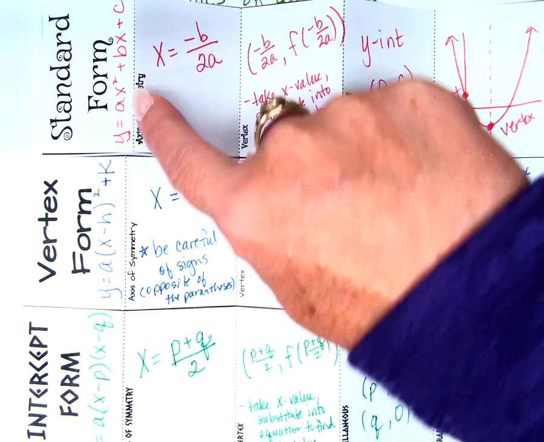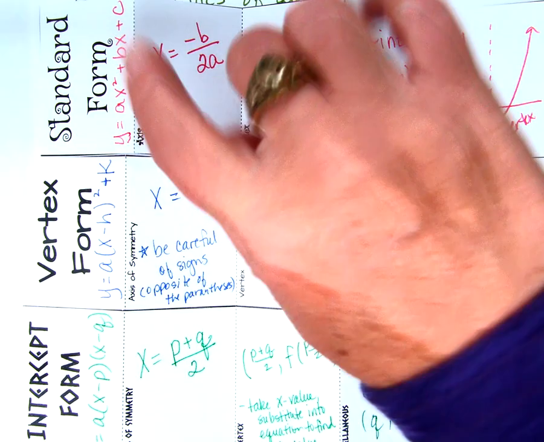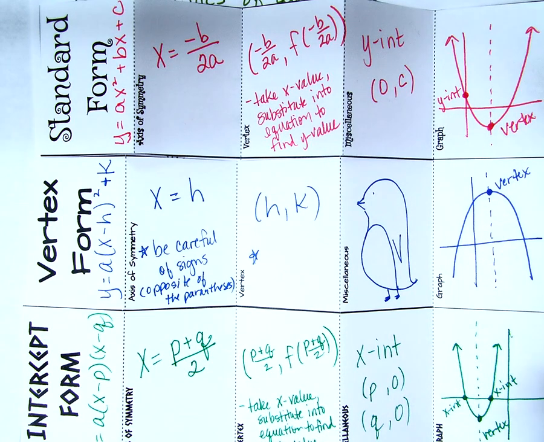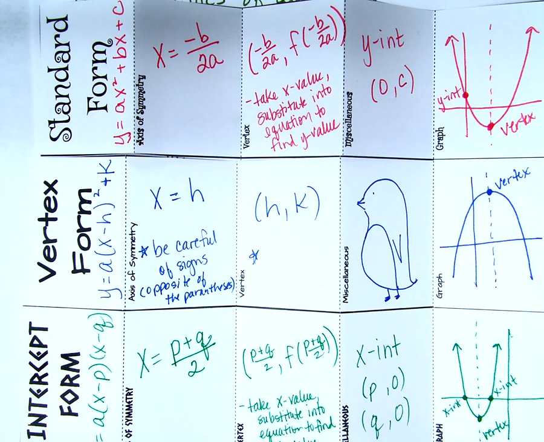Negative b over 2a, you get the b and the a by looking at the standard form, right? Where is a always? In front of x squared, right? It's the multiplier for x squared. It's the coefficient for x squared, right? Where's b always? In front of the x. It's the coefficient of the x. Does it include the x? No, not at all, right?